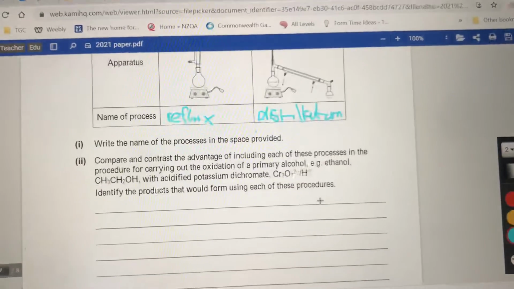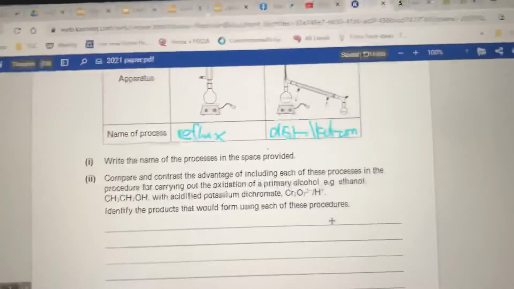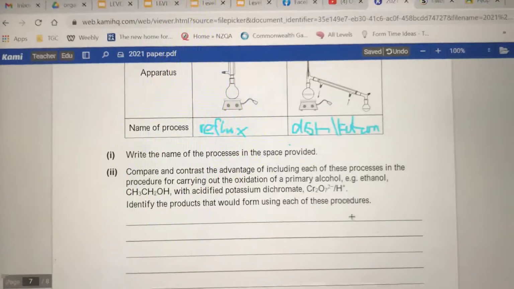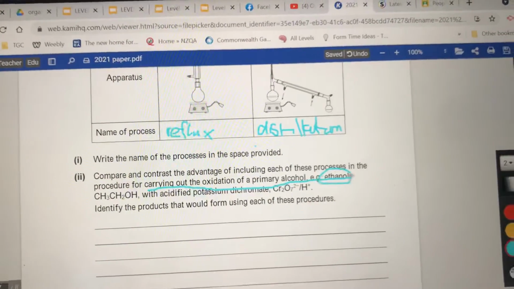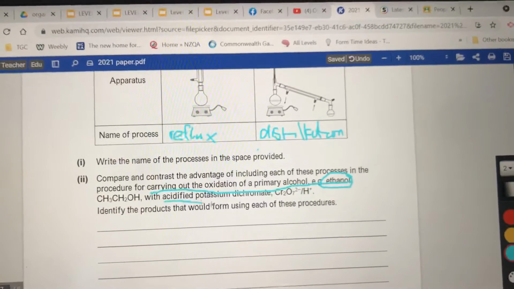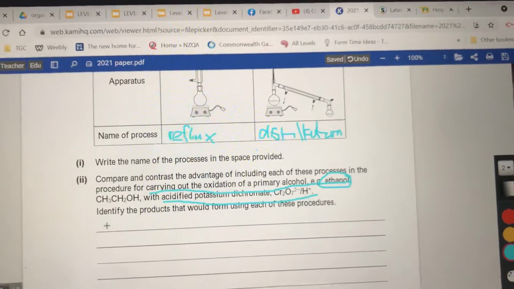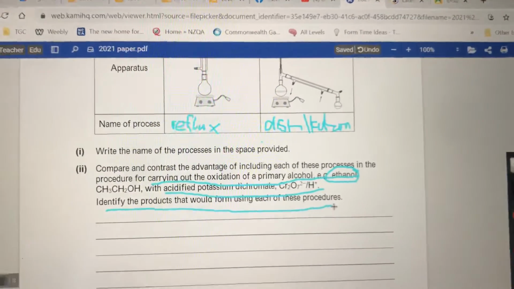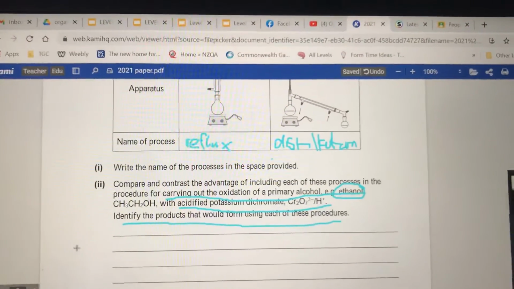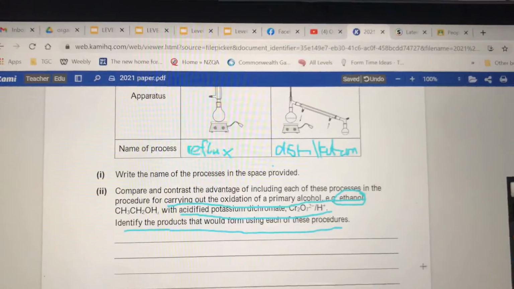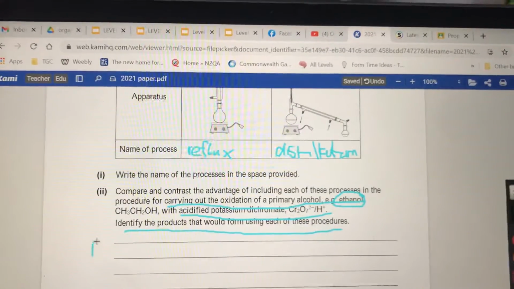Beautiful. Compare and contrast the advantage of including each of these processes in the procedure for carrying out the oxidation of a primary alcohol using ethanol with acidified potassium dichromate, and identify the products that would form using each of these procedures. Right, so let's start with reflux, and I'm going to use my blue pen for reflux.